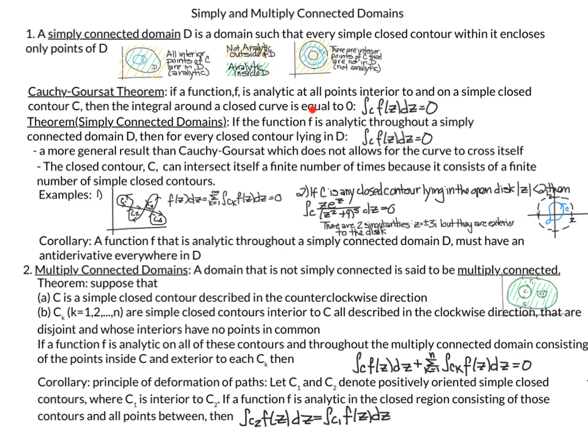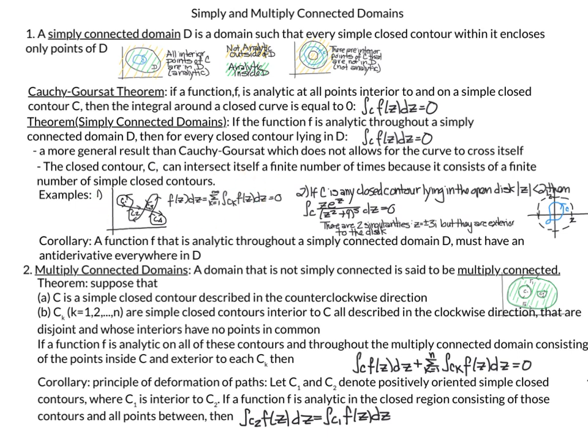Our next theorem is specifically about simply connected domains. If the function f is analytic throughout a simply connected domain D, then for every closed contour lying in D, the contour integral is equal to 0. So it's a more general result than the Cauchy-Goursat, which does not allow for the curve to cross itself. That is, a closed contour C can intersect itself a finite number of times because it consists of a finite number of simple closed contours.